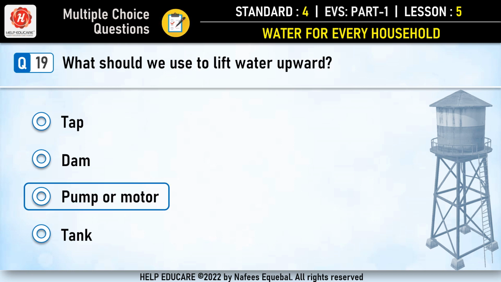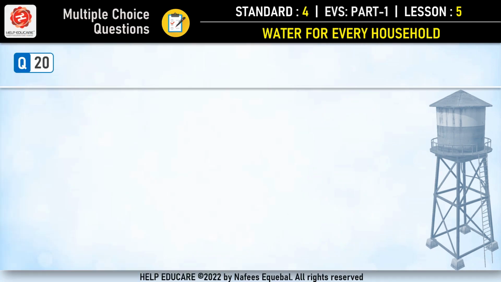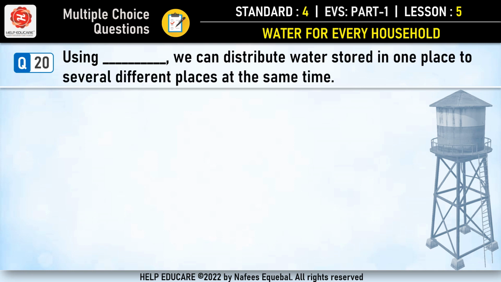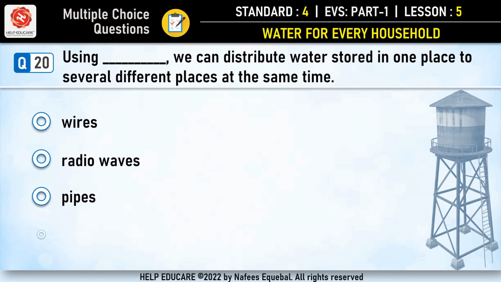Correct answer is pump or motor. Question number 20. Using dash, we can distribute water stored in one place to several different places at the same time. First option, wires. Second option, radio waves. Third option, pipes. Fourth option, microwaves.